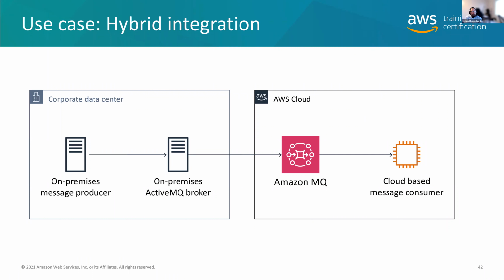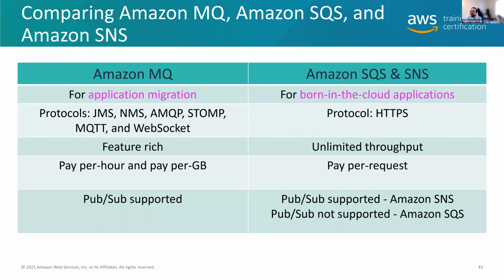Now, what would be the difference between using the standard SQS, SNS versus MQ? Well, one, Amazon MQ is going to have all of the industry standard features that you expect from a queuing service, whereas SQS is not. You are going to pay a little bit more for those features, but with MQ, it's going to support pub/sub and all of the protocols that you saw before.